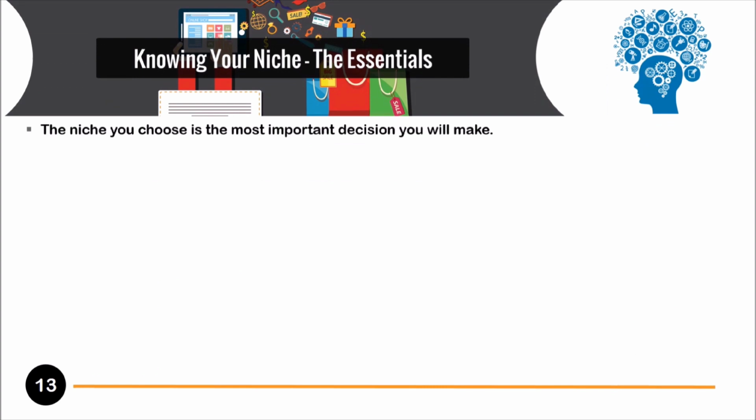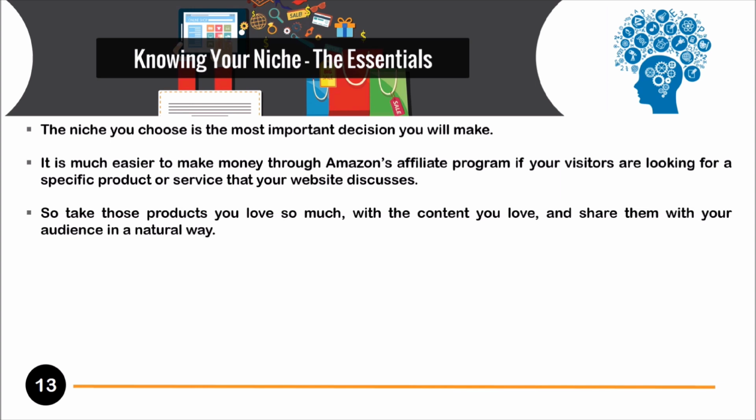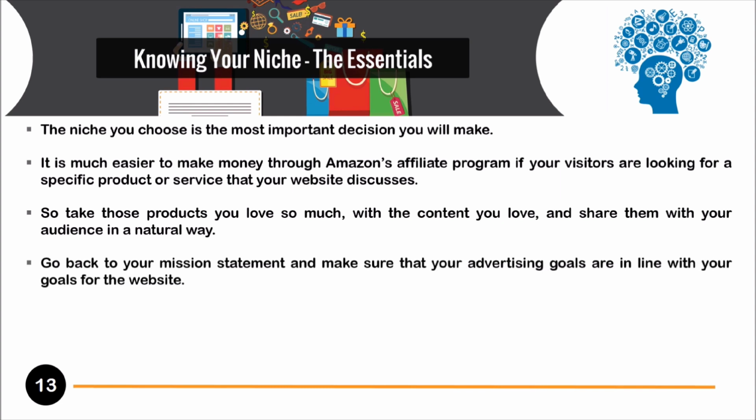The niche you choose is the most important decision you will make. It is much easier to make money through Amazon's affiliate program if your visitors are looking for a specific product that your website discusses. So take those products you love so much, with the content you love, and share them with your audience in a natural way. Go back to your mission statement and make sure that your advertising goals are in line with your goals for the website.